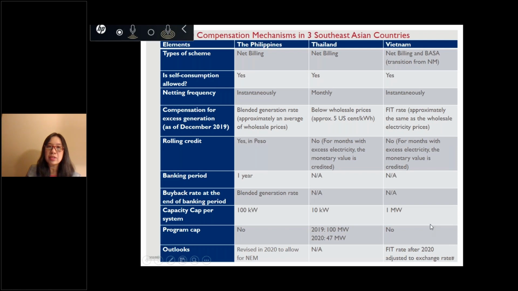And here's a summary of the different schemes in the three countries. You can see that there are other aspects of net billing that affect the overall scheme. For example, capacity cap for each system. The Philippines used to have a capacity cap of 100 kilowatt, but now they are lifting that cap. In Thailand, the cap in recent years has been very small, only 10 kilowatt. And in Vietnam, it has been 1 megawatt. And then the program cap, whether there's a limit on how many megawatts the market can grow, will affect the growth rate of the DPV market as well.